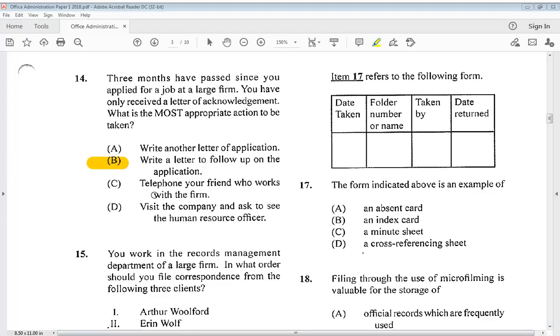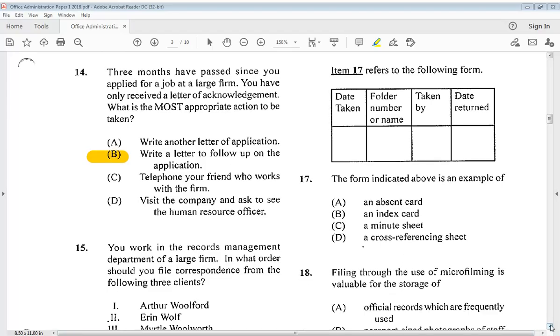Telephone a friend can't help, and visit a company to ask what's the point in visiting the company to see the human resource officer. So we know the answer would be B.